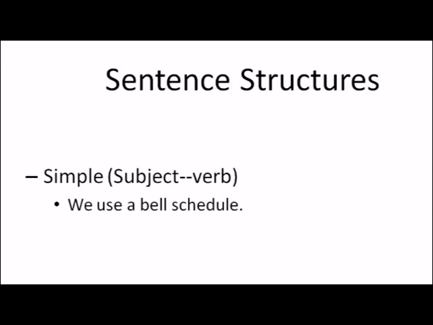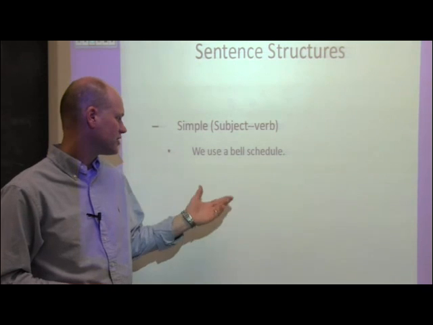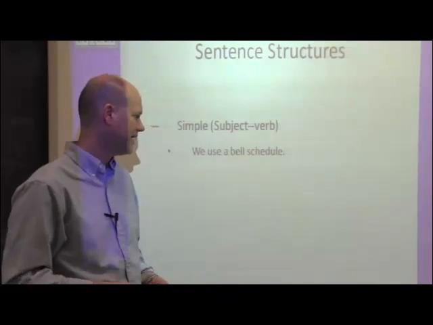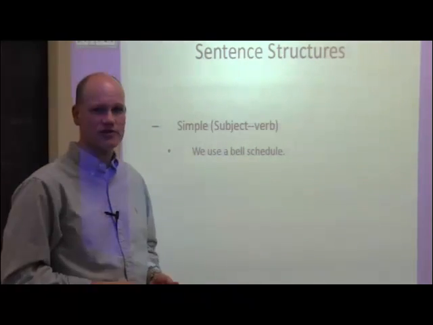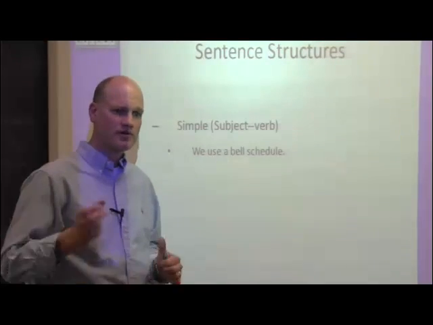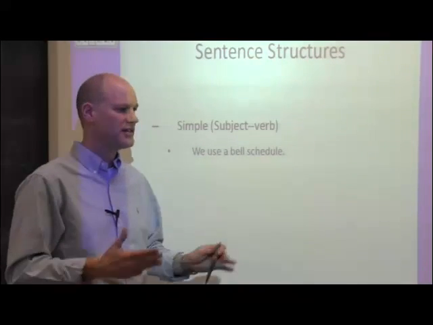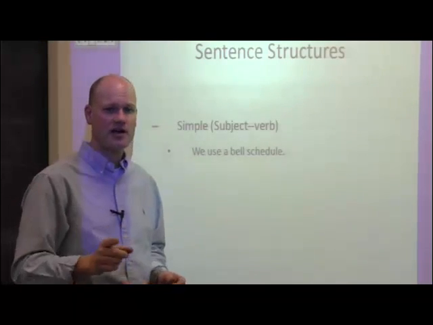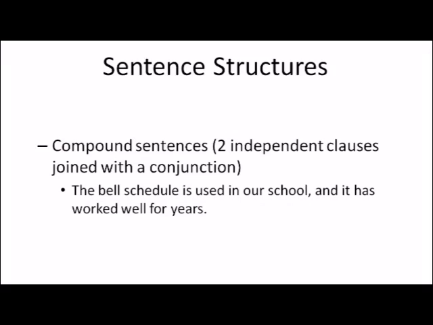The first one you're very familiar with, which is a simple sentence. This is a sentence that has a subject and a verb. For example, the sentence, we use a bell schedule. You have your subject, we, you have your verb, use, and then a bell schedule. So, very simple, short, concise. Not that you can't have shorter sentences that are different than a simple sentence. I'll cover that though.